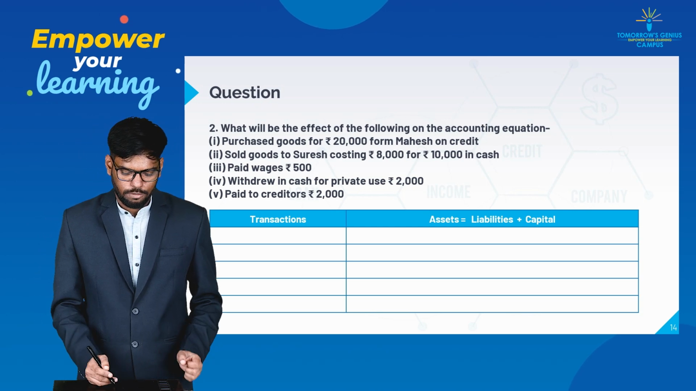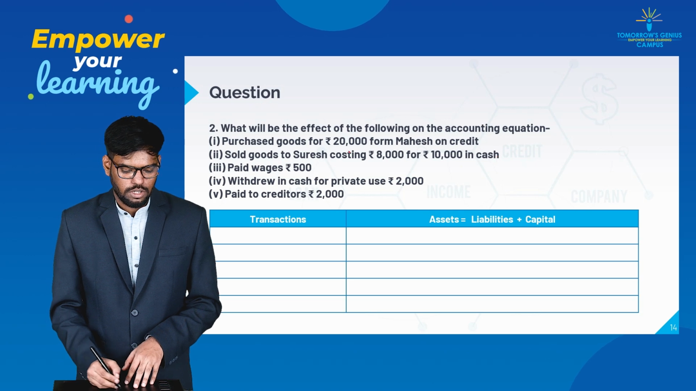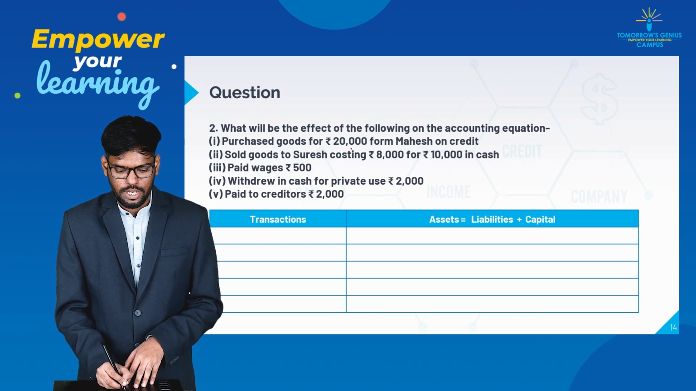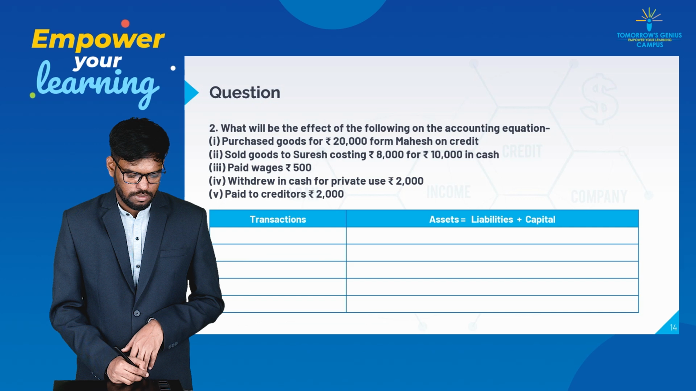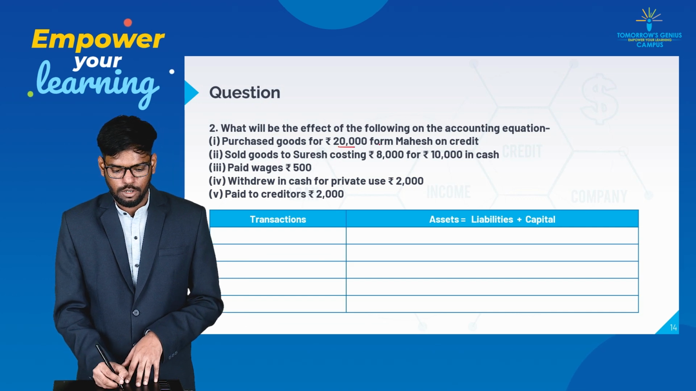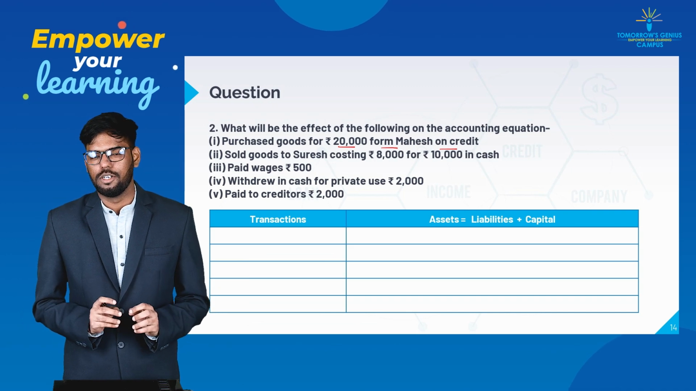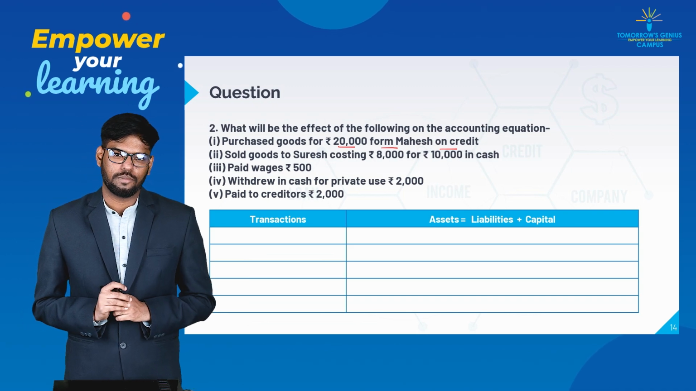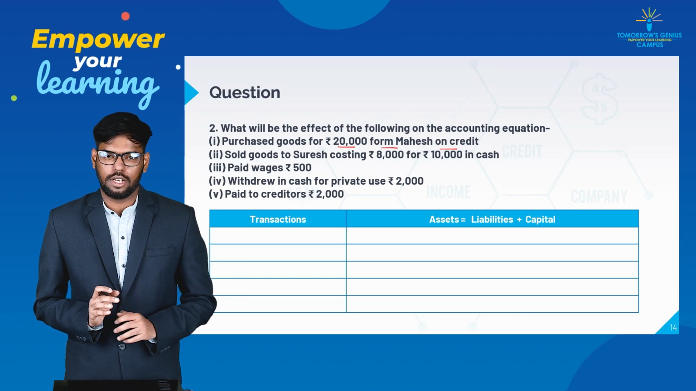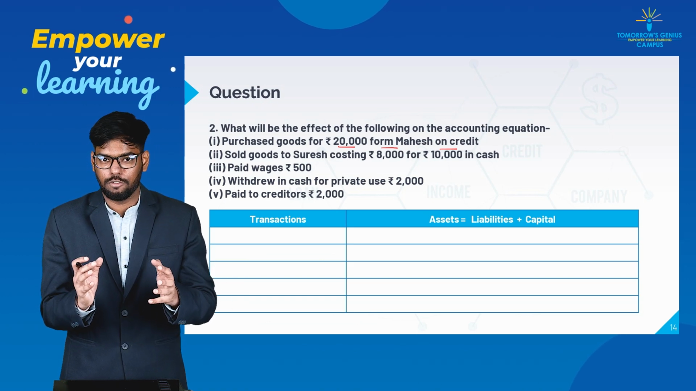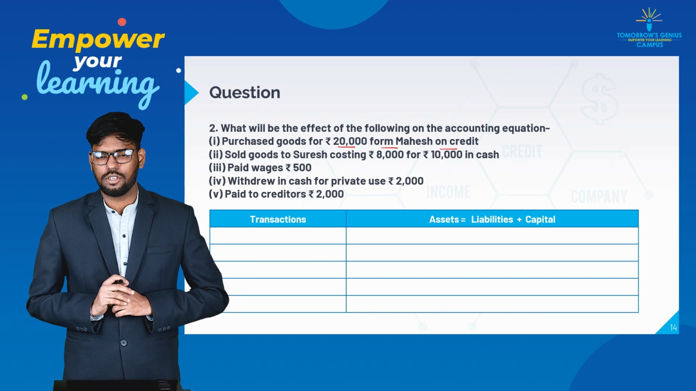So what will be the effect of the following on the accounting equation? Purchase goods for rupees 20,000. Purchase goods of rupees 20,000 from Mahesh on credit. So the business purchased 20,000 rupees of goods from Mahesh on a credit basis. So that 20,000 rupees of goods comes into the business, right?